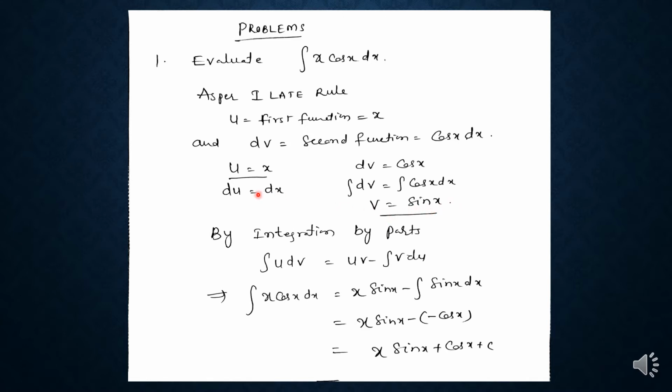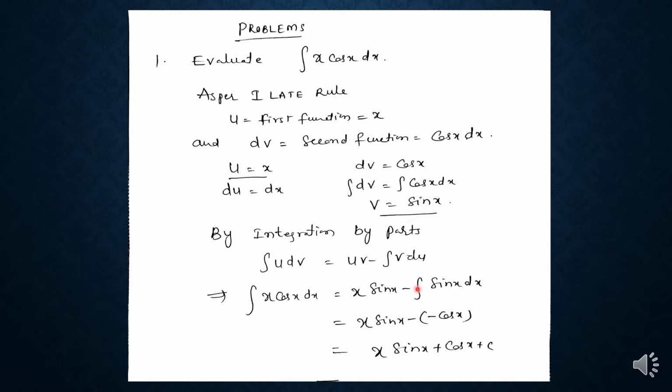So after finding the values of du and v, now by using the integration by parts rule, that is integral u dv is equal to uv minus integral v du. Integral x cos x dx is equal to uv. U means here x, into v means sin x, x sin x minus integral v du.